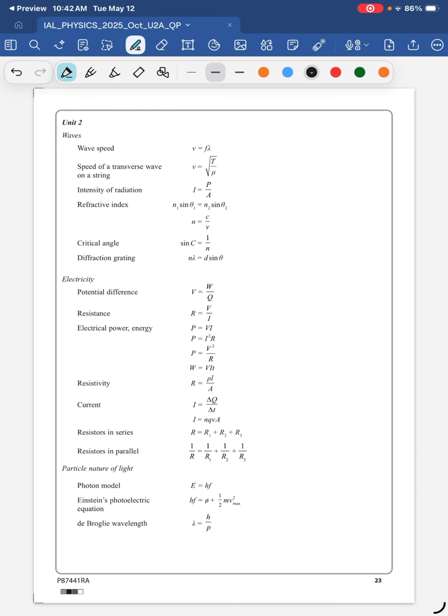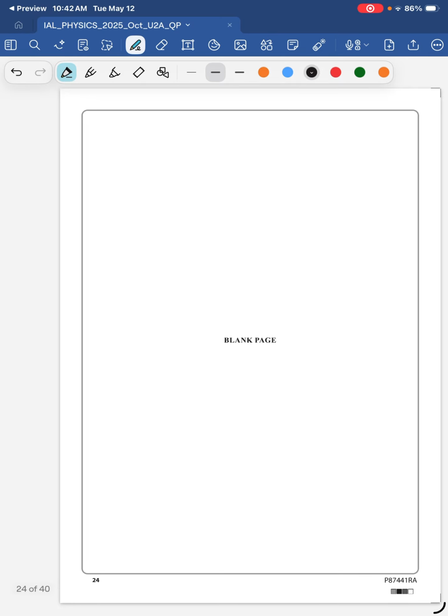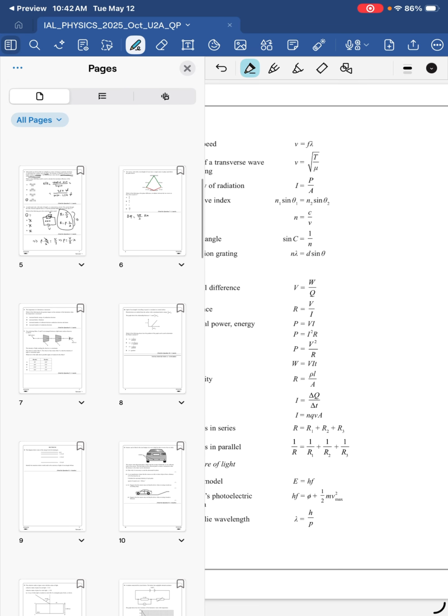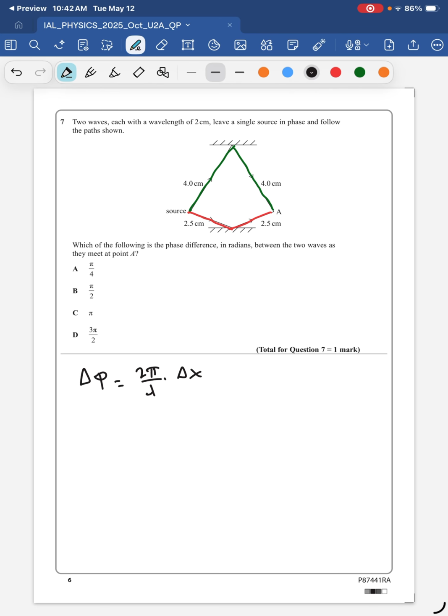Unfortunately they don't provide you with this formula, so you need to remember it. But I'm going to show you two ways to solve this problem anyway. If we just plug in numbers, we have 2 pi over lambda, which is 2 centimeters, times delta x. What's delta x? Delta x is 4 plus 4, which is 8. Maybe let me write it like that: 2 times 4 minus 2 times 2.5, so 3 centimeters, right? So this is the answer.